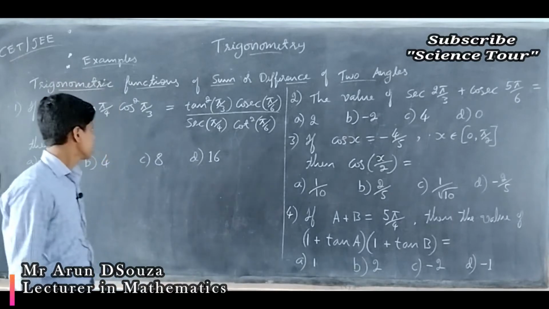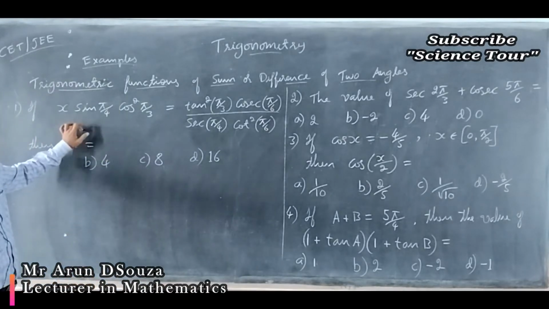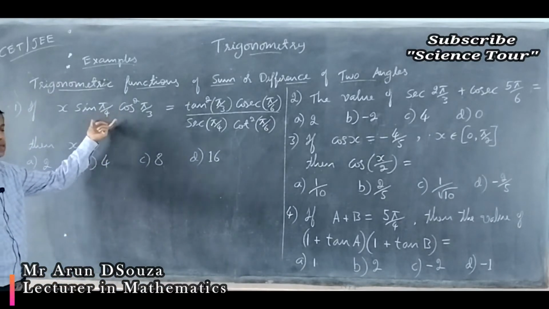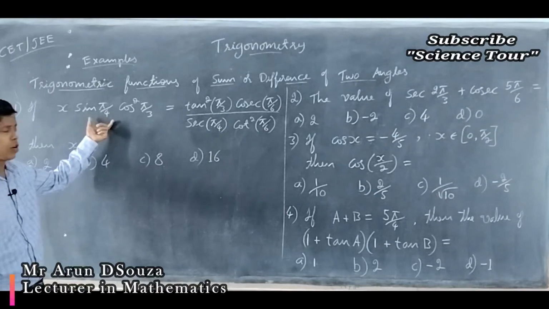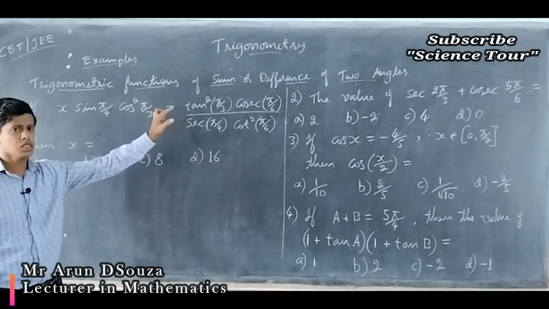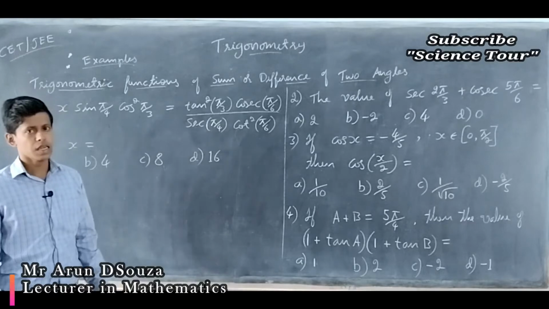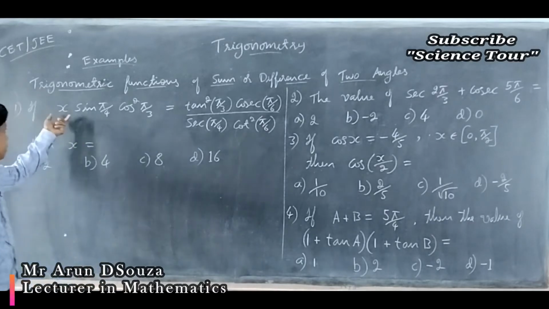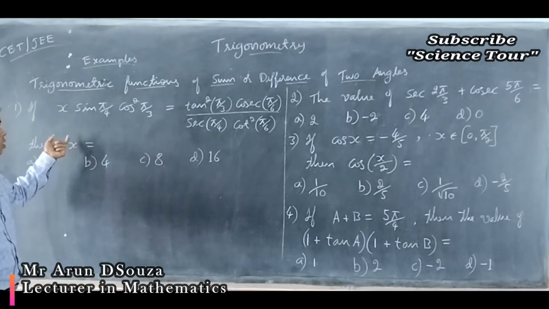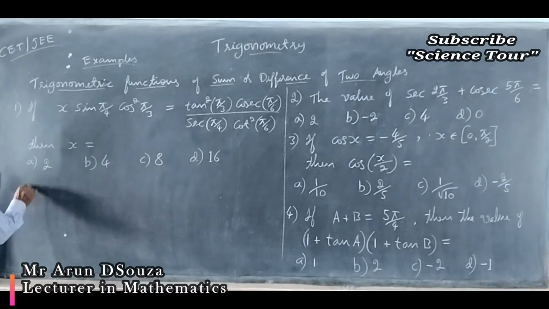Now let us start with the first question here. This is the simplest question. Just substitute the values of each trigonometric function at their given angles, and then you will find the value of x. Alright, so let us begin.